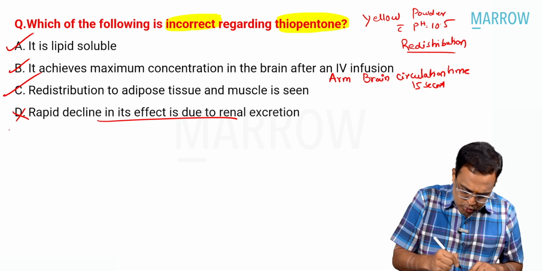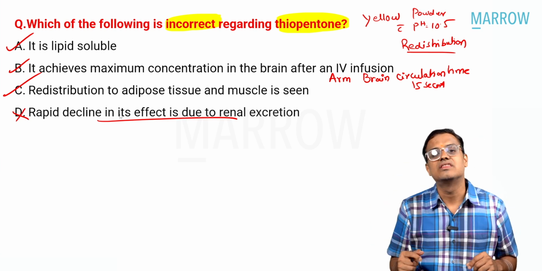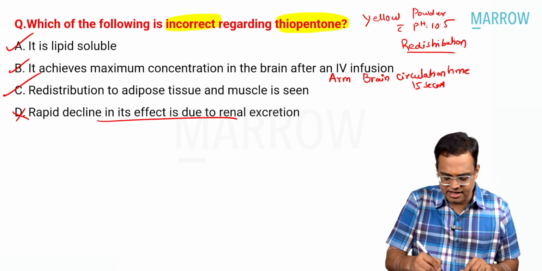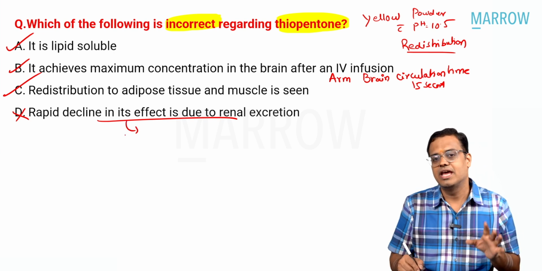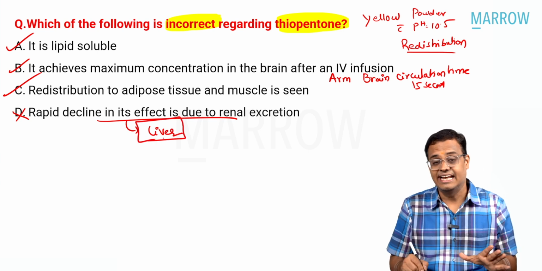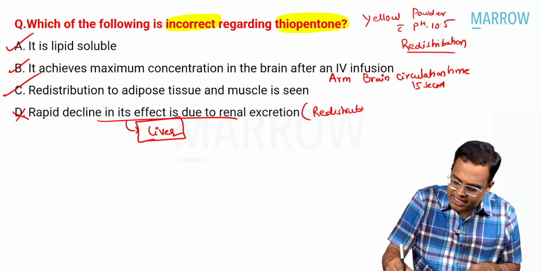Rapid decline due to renal excretion. No, the rapid decline is due to redistribution. Now, 99% of anesthetic drugs will be metabolized in your liver only. The rapid decline is due to redistribution, not due to renal excretion.